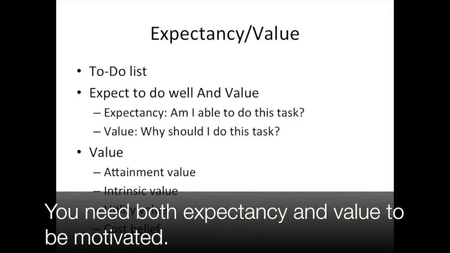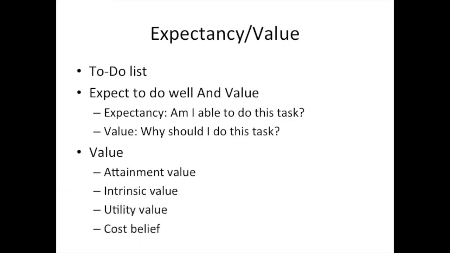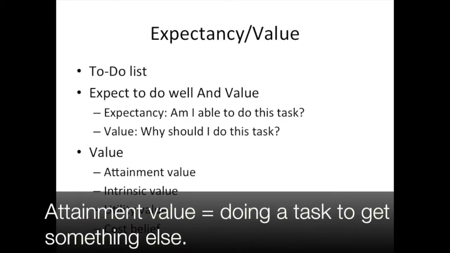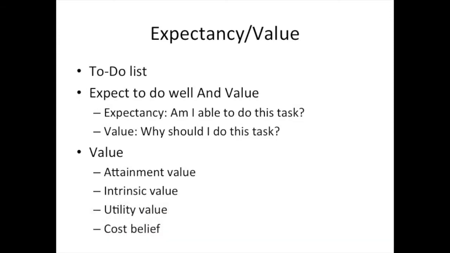Value asks the question, why should I do this task? Why is it important? And there are different ways to answer that value question. You can see here there are 4 types of value: attainment value, intrinsic value, utility value, and cost belief. Attainment value is that you do something in order to get something else. For example, I'm going to study for this quiz so that I get a better grade. You're not studying for the sake of studying. You're studying to attain or to get something else, in this case, a better grade.